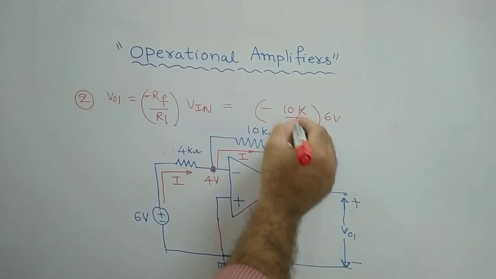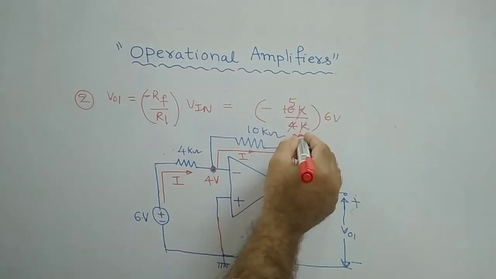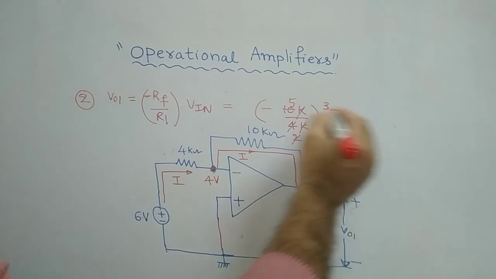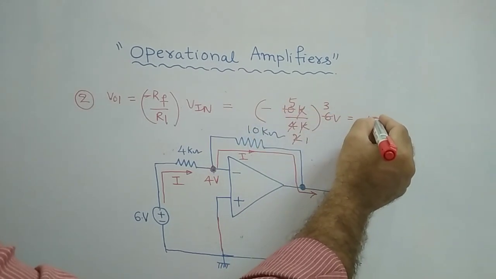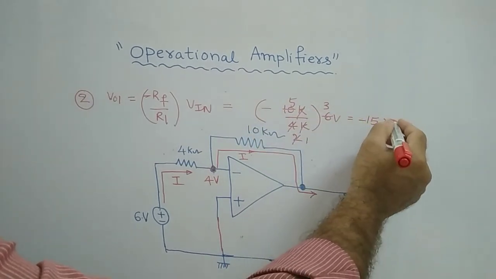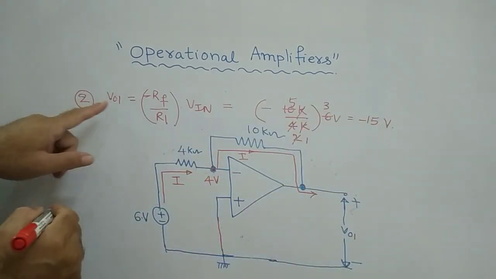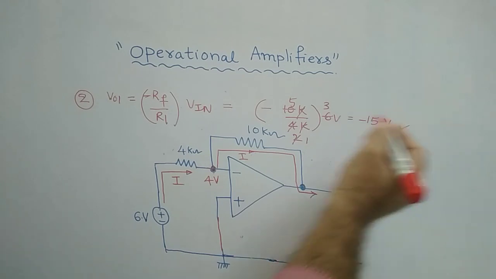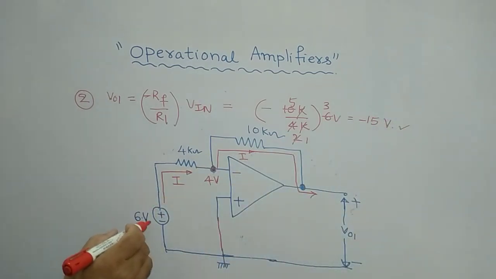2 2s are 2, 2 5s are 10, 2 1s are 2, 2 3s are 6, 5 3s are 15. Therefore, minus is there. It is minus 15 volts. What is that? Your V01. V01 is equal to minus 15 volts, with respect to your 6 volts.